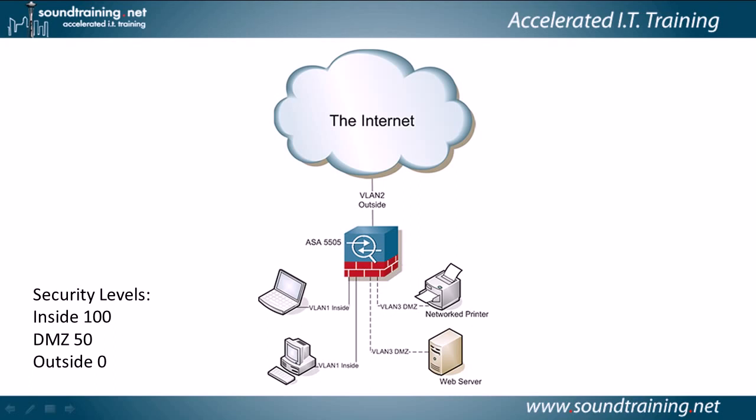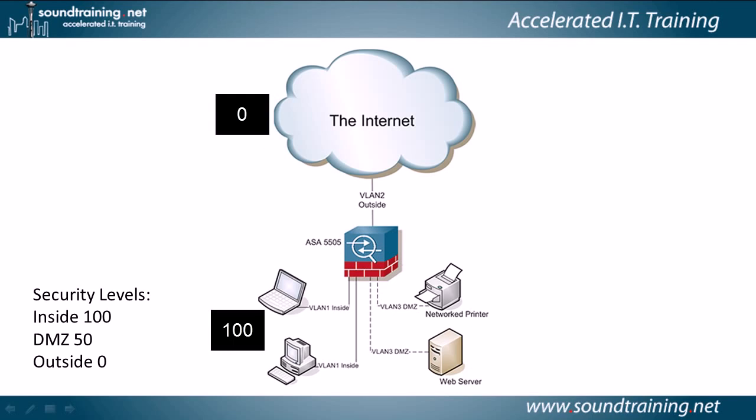Here's another diagram of a DMZ. This is similar to the previous one, but you'll notice in the lower left-hand corner we make a reference to security levels. Security levels are a way of assigning default permissions for which way traffic can flow. Typically, you'll give an inside network a security level of 100 and an outside network a security level of 0. That means traffic can flow from the inside with the higher security level to the outside with the lower security level, relatively unimpeded, but not the other way.